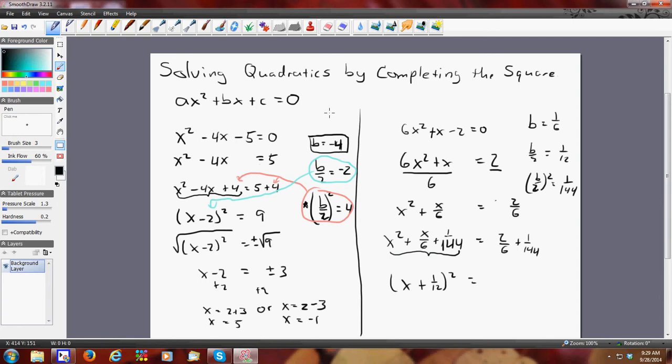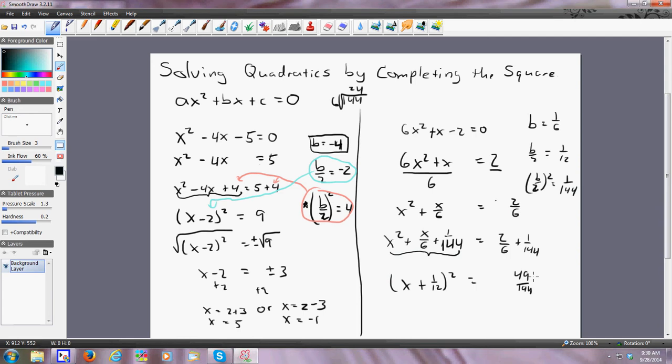Let's see. 6 goes into 144 how many times? 24. So that's going to have to be 49 over 144. I get that because I'm going to have to multiply this by 24 over 24 to get a common denominator. And 48 plus 1 is 49.